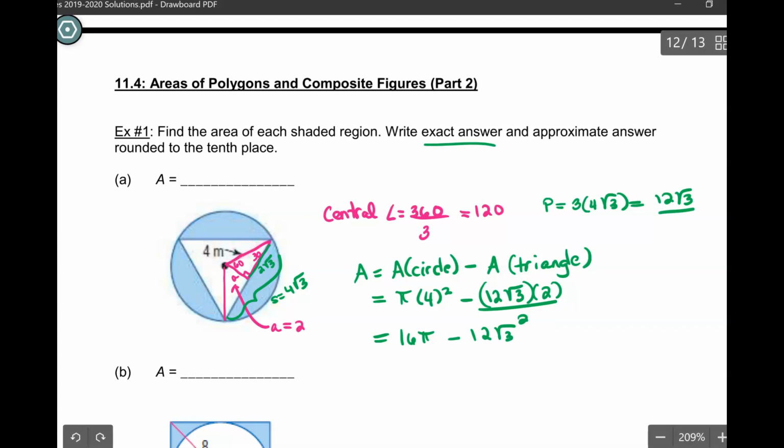So it says write exact answer. And then, so let me write that in, 16 pi minus 12 root 3. And then let's approximate that. So 16 pi, and just type it all into your calculator at once. And we get 29.48. So we'll round to the 10th, which will make that a 5, and it's square meters.